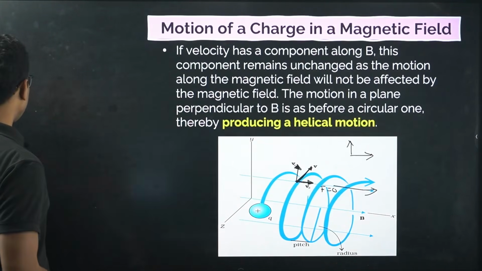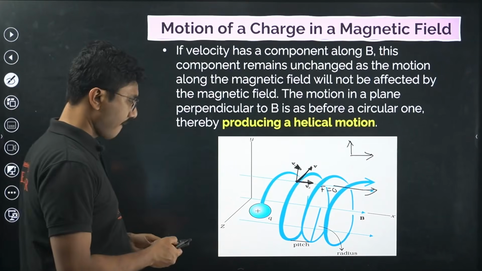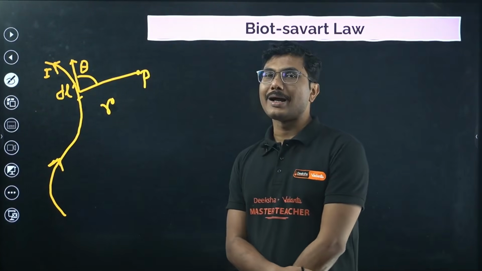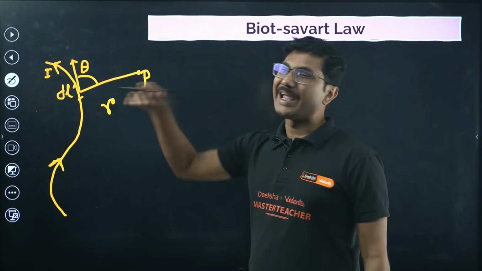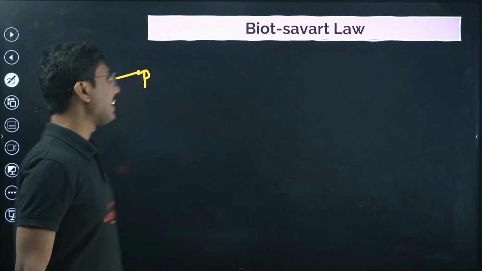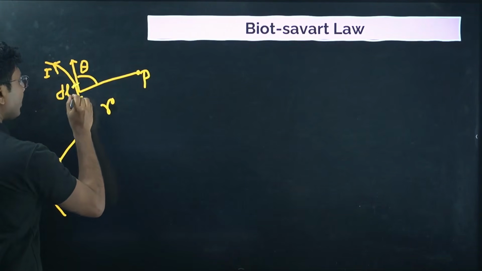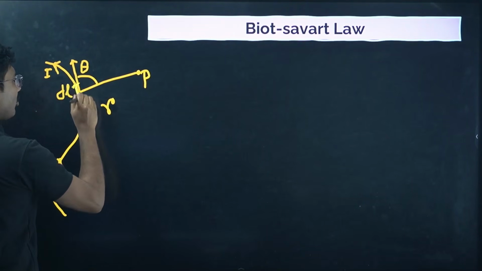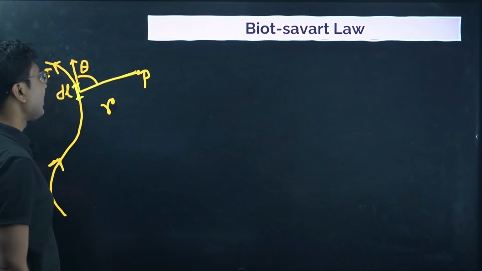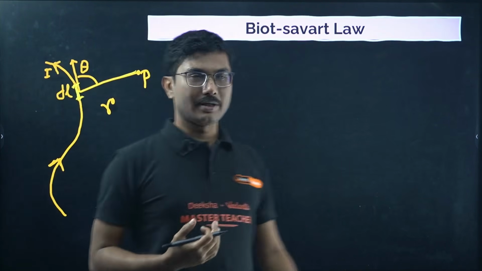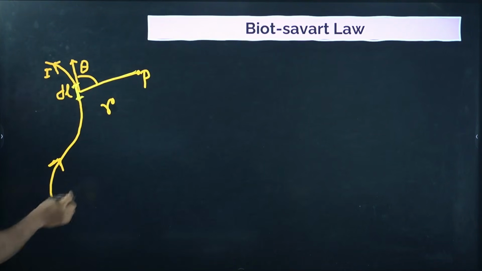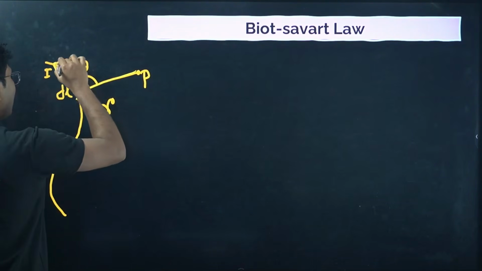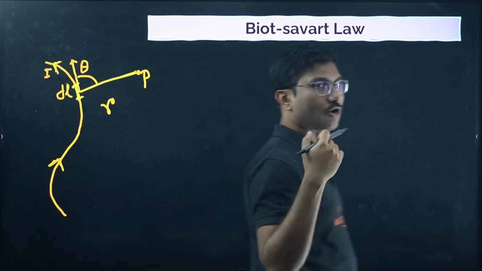Okay, now let's continue with Biot-Savart's law. So Biot-Savart's law is a very fundamental law where you calculate the magnetic field due to any current carrying element. What is the meaning of element? Element means you take a small portion of a current carrying wire, and due to that small portion, if you try to find the magnetic field at some point, then this is called a current carrying element. Okay, so the current carrying element is generally a vector quantity, and the direction of current element is in the direction of current.